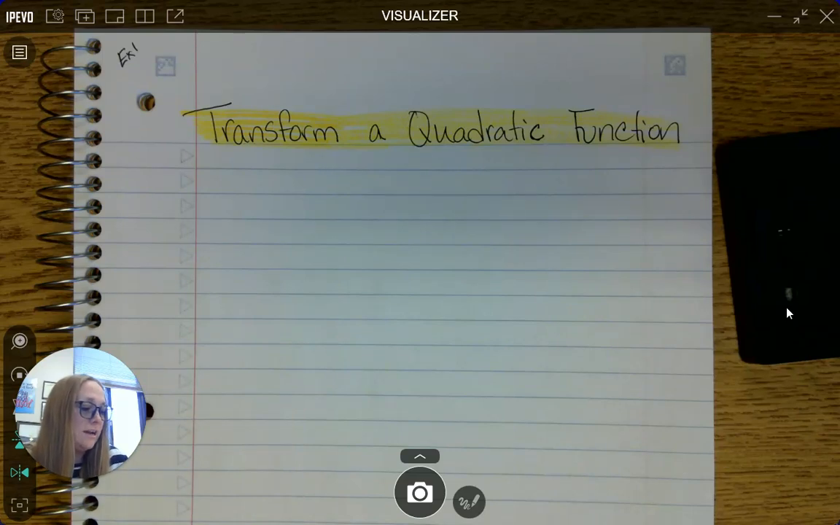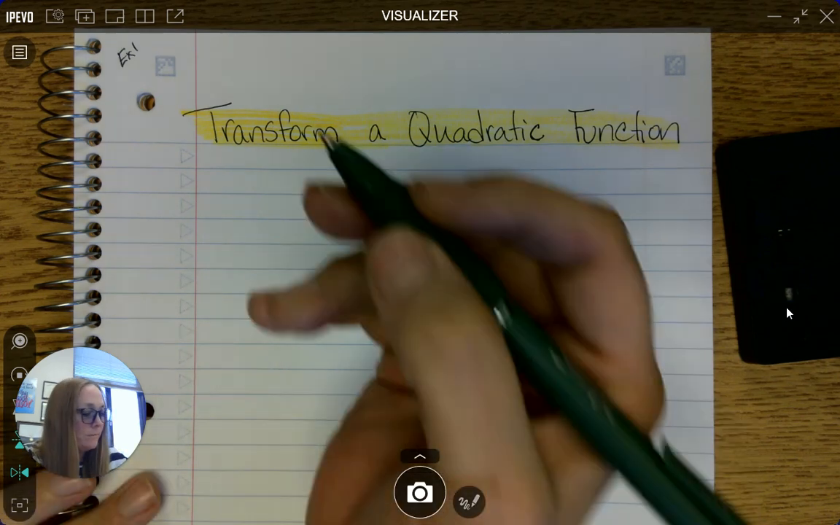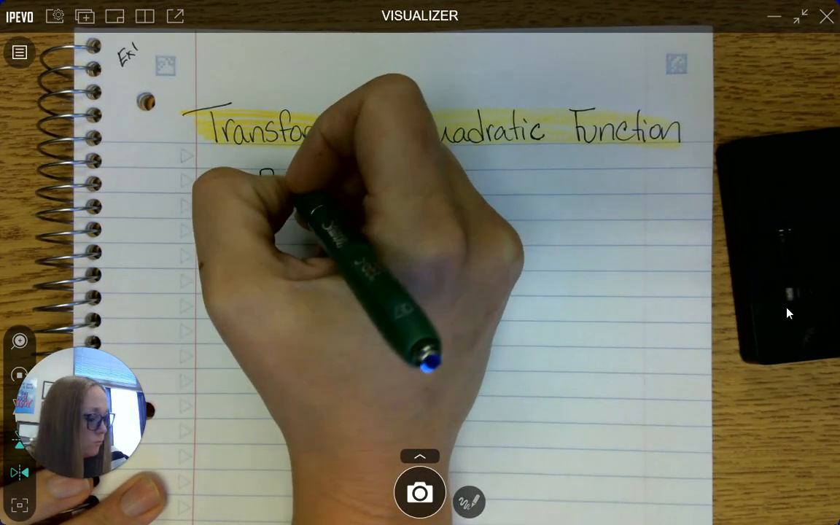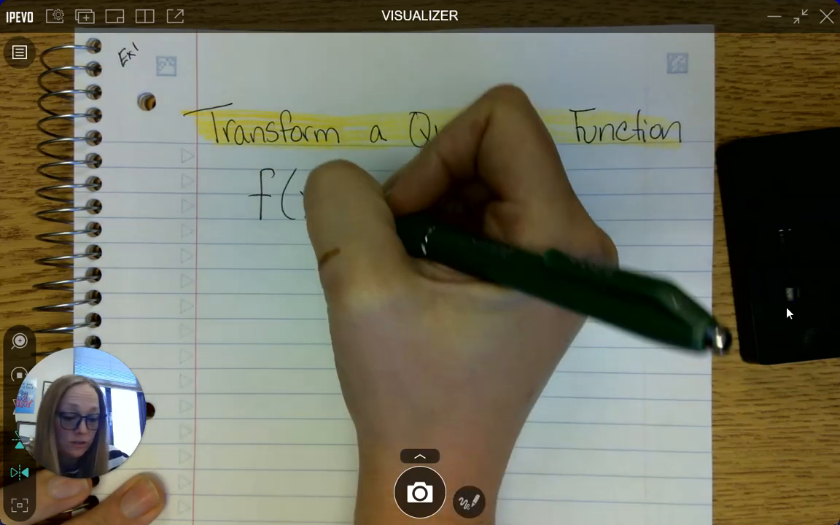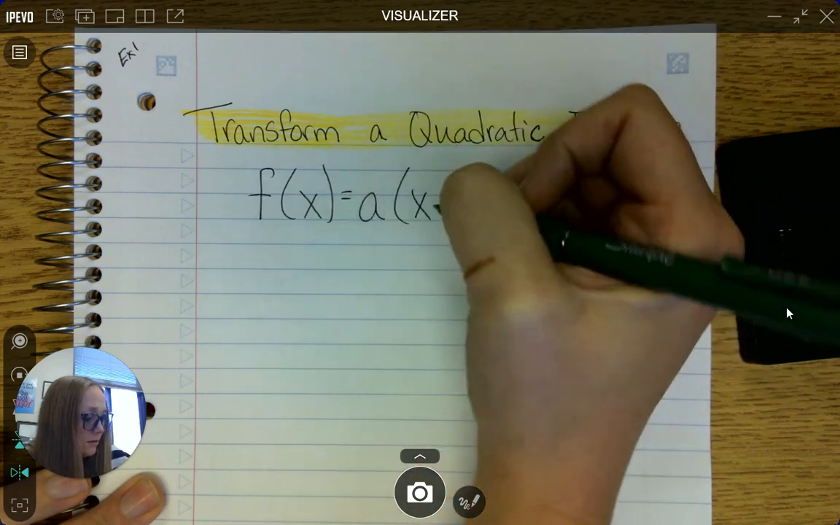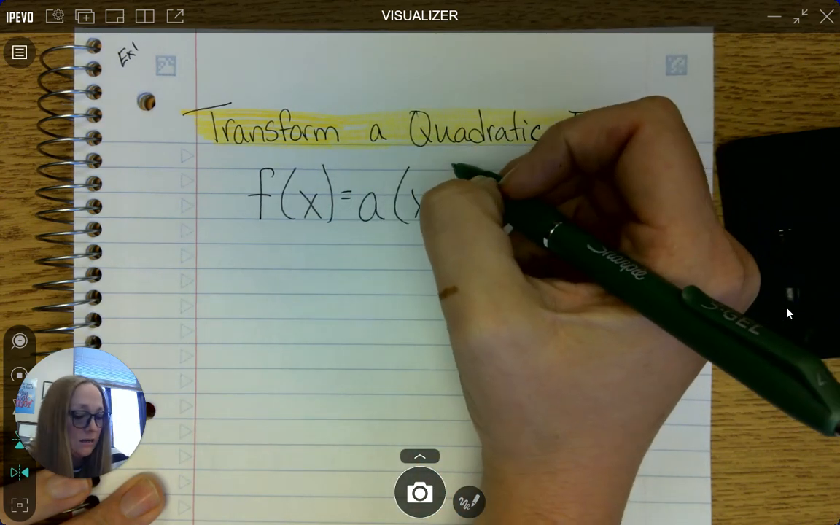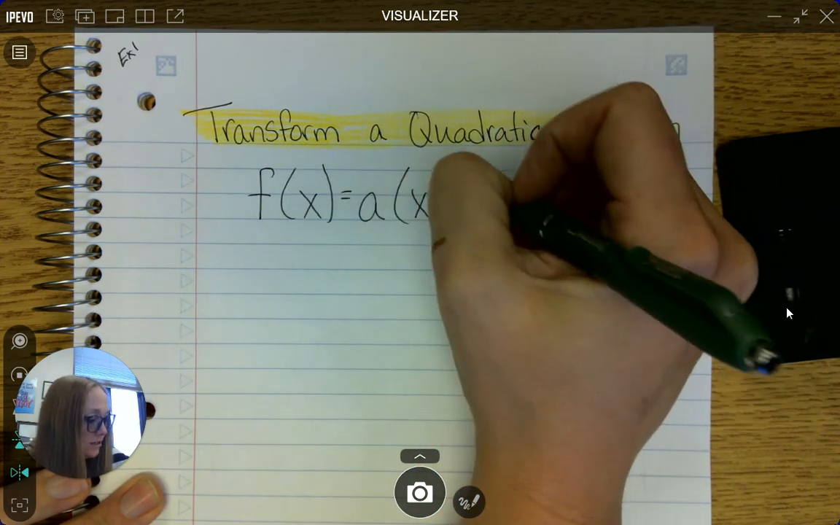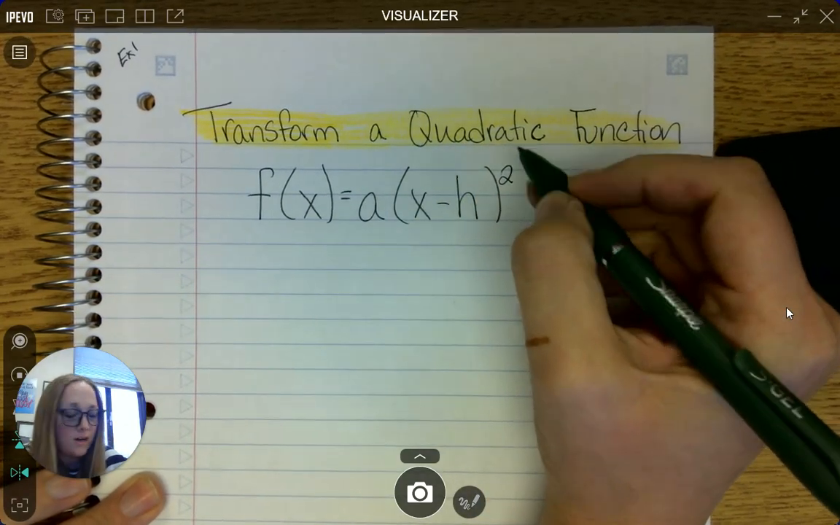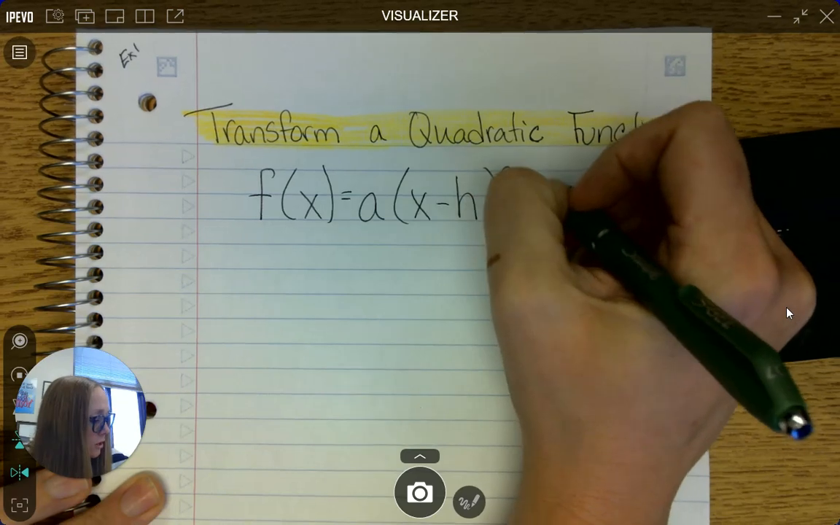Today we're looking at transforming a quadratic function. So we are going to write our vertex form one more time. Actually, we're going to write it a few times throughout this lesson. The more we write it, the more we know it. So it's f of x equals a times x minus h squared. Again, that's our cue that this is a quadratic with that exponent of 2, plus k.